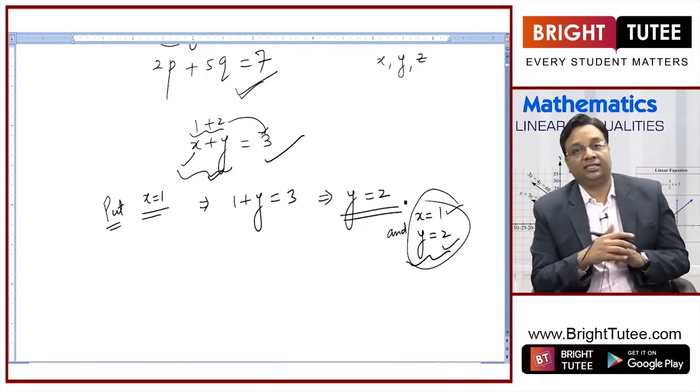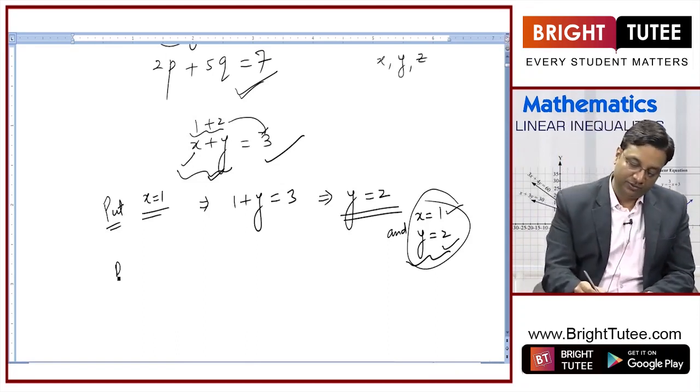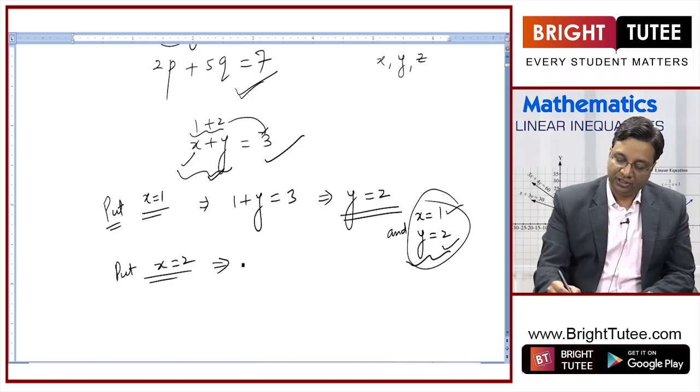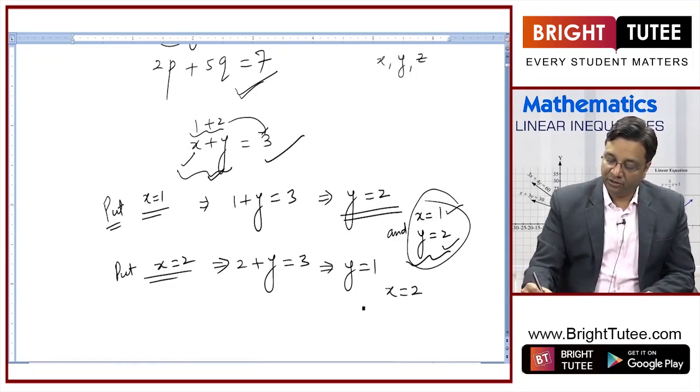Now another question, is it the only solution for this equation? Let us check. If I put x equal to 2, then this equation will become 2 plus y equals 3, hence y will be equal to 1. Now is it a solution, x equal to 2 and y equals 1?